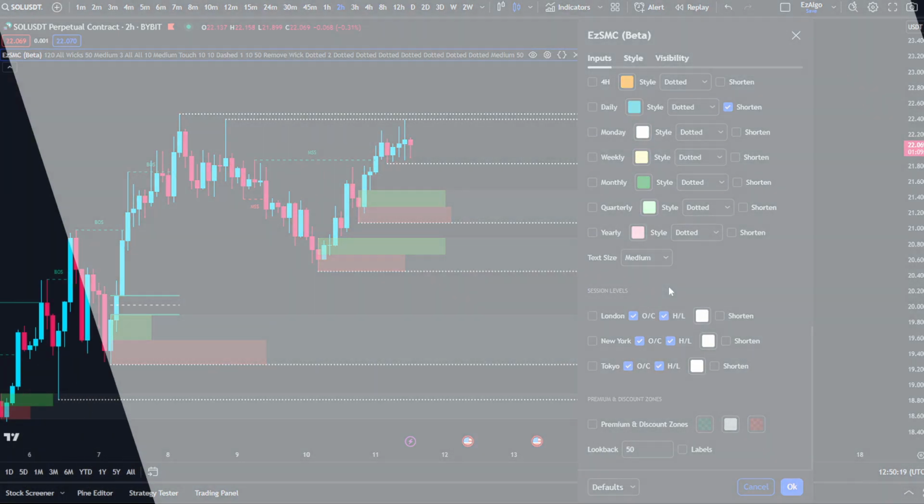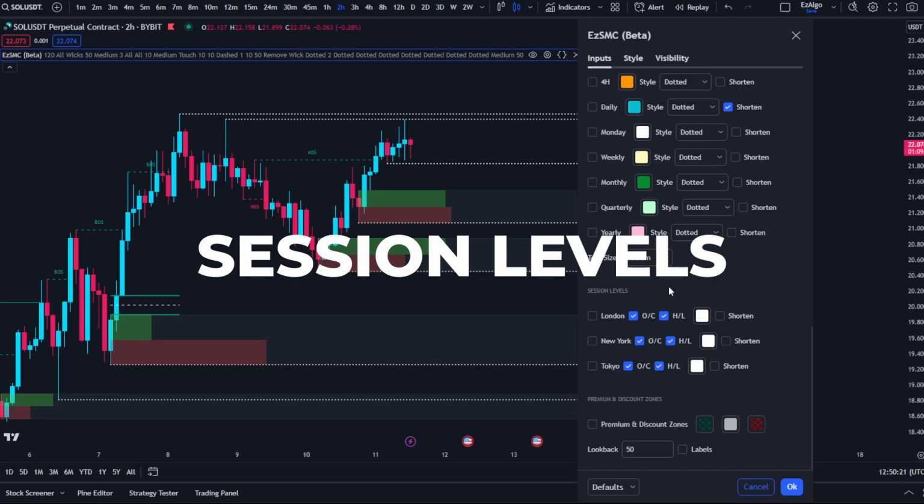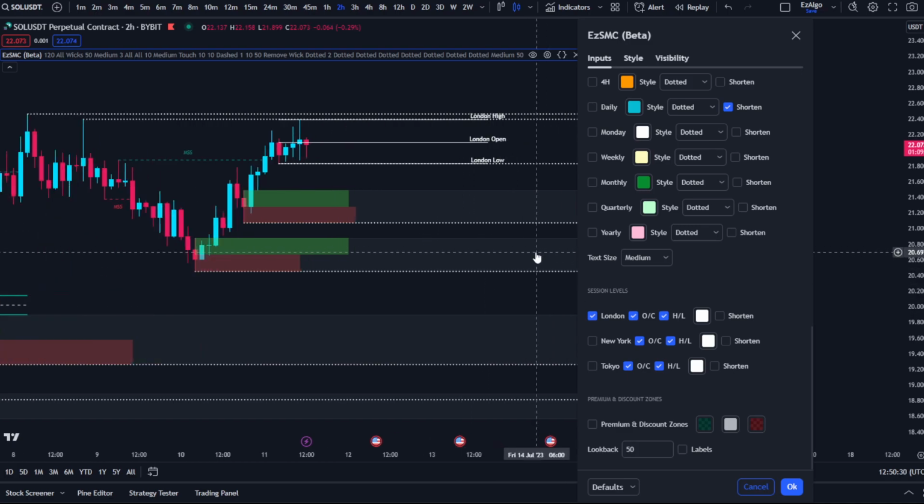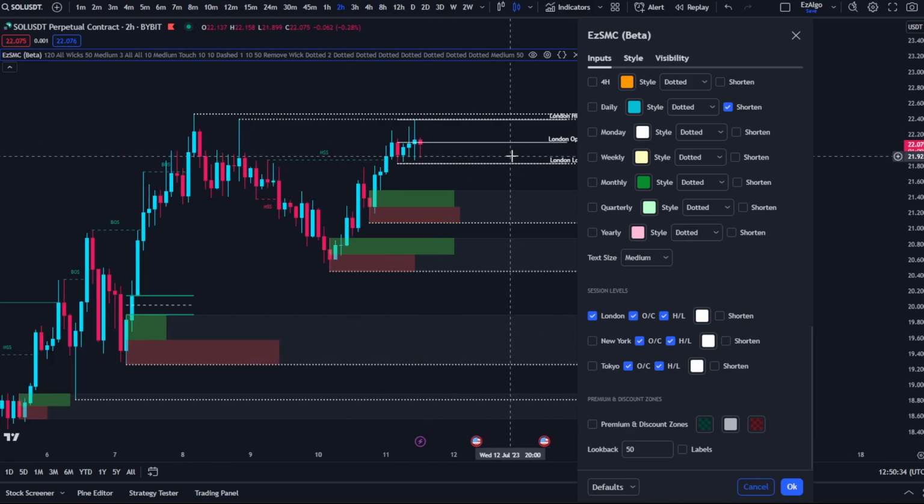Below that, we have the session levels. So for all of my Forex traders and even my NQ traders, even my crypto traders, I know a lot of you guys use the session levels. We've added this onto EzSMC. So if I wanted to toggle on the London levels, it will show you the London open, the London low, and the London high. Now this is obviously for a lower time frame. I'm on the 2-hour, again, to help you find trade entries.